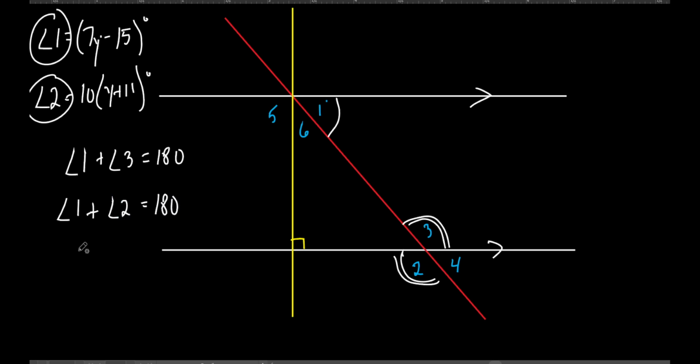Okay? Do we know angle 1? Kind of. What is it? 7y minus 15. Do we know angle 2? Yeah, kind of. What is it? It's 10 times y plus 11. So what are we going to do? We're going to add them up, and we're going to set them equal to 180. So here we go. Angle 1 is 7y minus 15, and then we're going to add it to angle 2, 10 parentheses y plus 11. What do they add up to be?